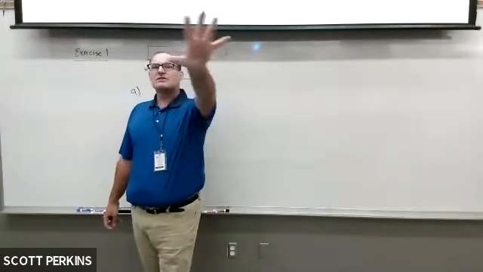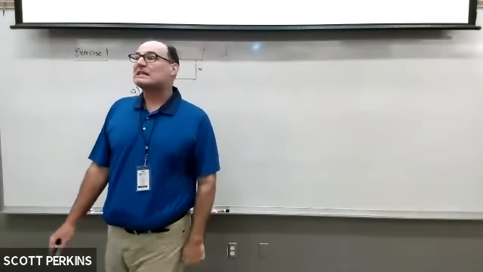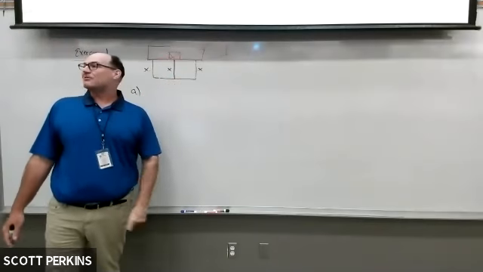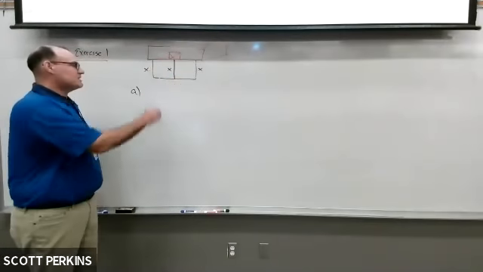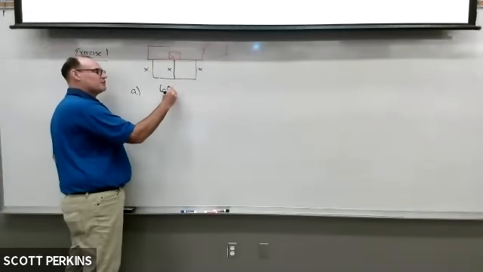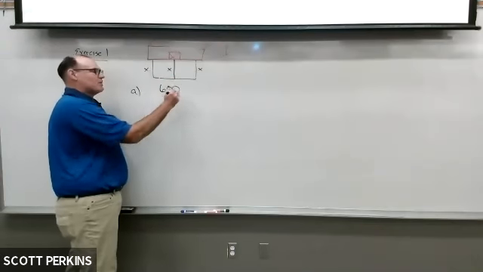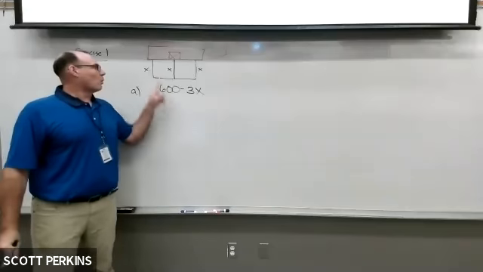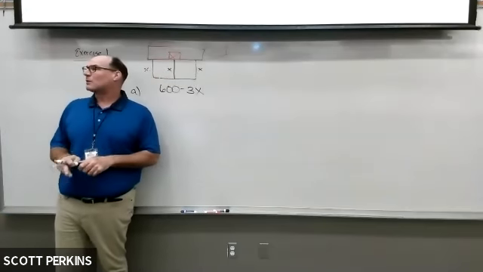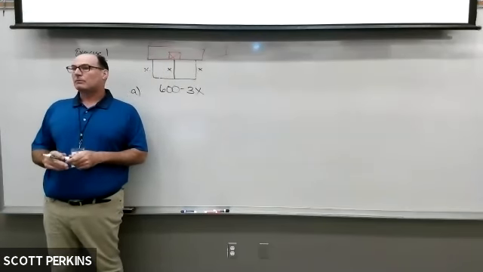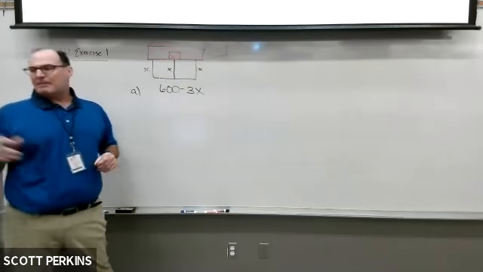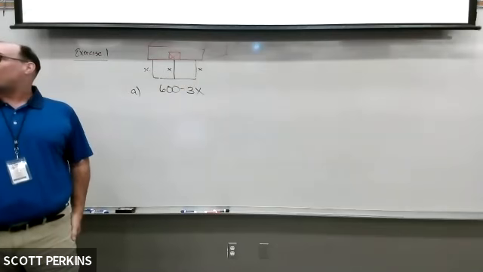What's the total amount of fencing this farmer has? 600. How many sides are we deducting from that? So this expression should be: we start with 600 feet of fencing, and then we subtract 3x. There are 1, 2, 3 sides we're building on this. So far, so good?